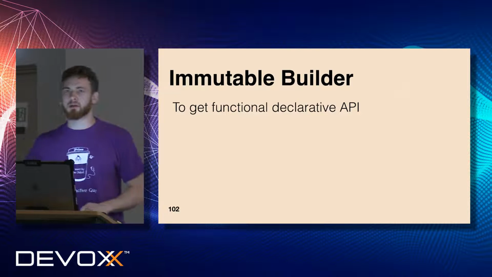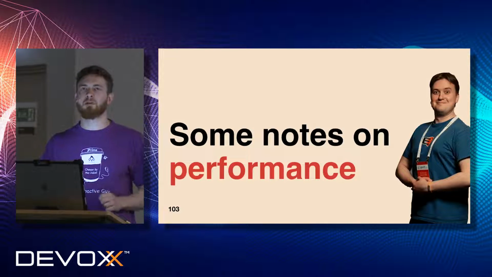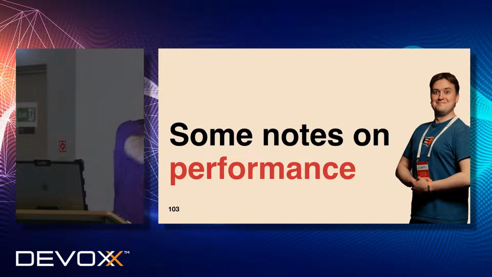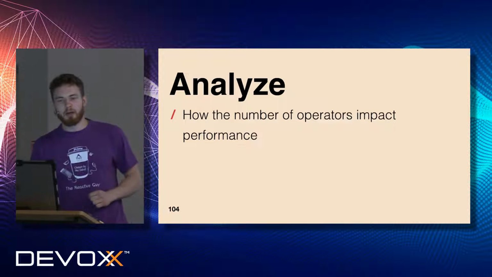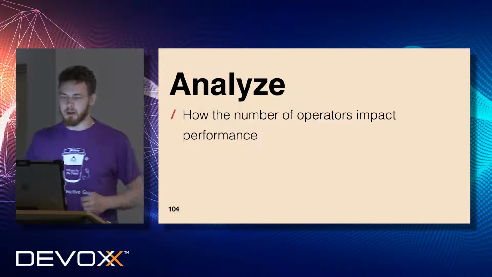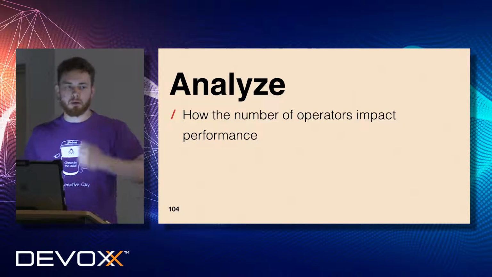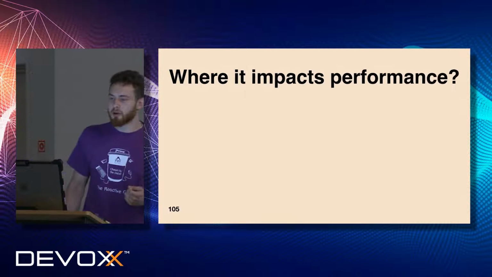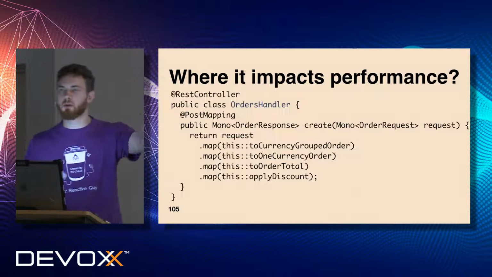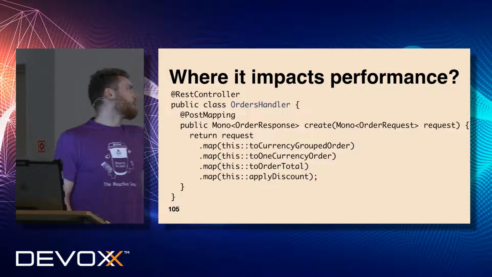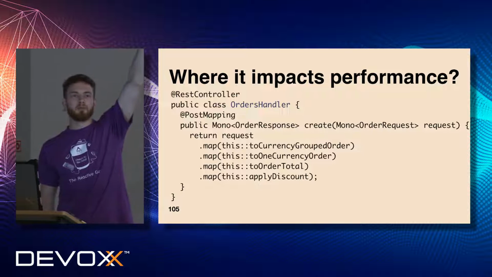Now let's talk a little bit about optimization, because this is important. Now you know how reactive libraries work, and now the question is how to properly apply them in production. First of all, we have to analyze how it works again. Which number of operators do we use and how does it impact our performance? If you're going to, for example, write code like this, this is the most common code you can do with Spring WebFlux. How many users of Spring WebFlux do I have in my room?